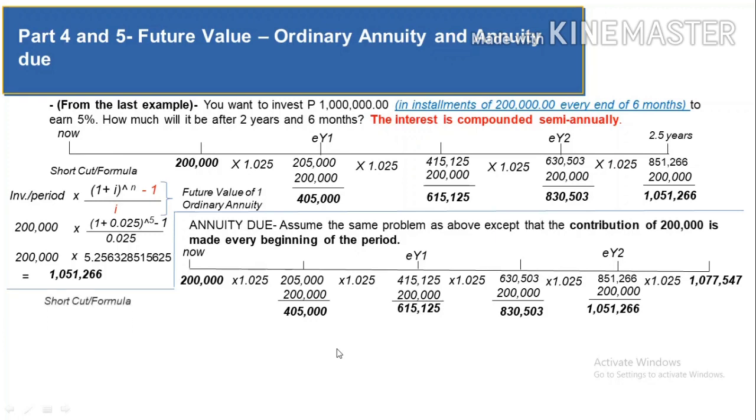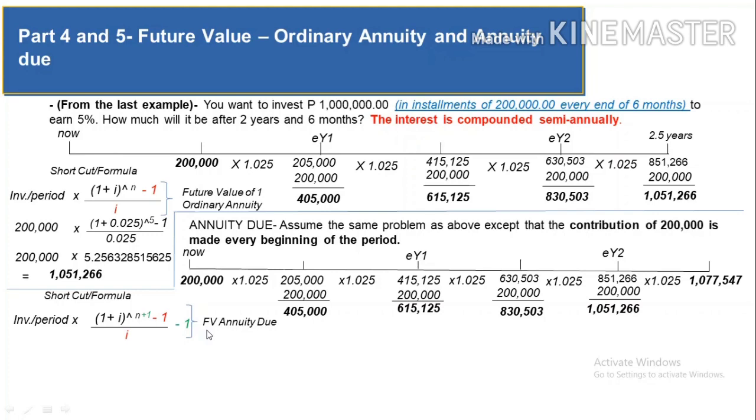In the shortcut or the formula, you have investment per period times the base 1 plus i raised to the power of n. However, as you remembered, we added two elements for the ordinary annuity, the minus 1 and the over i. And since we are already here, we need to add two other elements, which is the plus 1 on the n and the final minus 1. So this is what we call the future value of one annuity due.